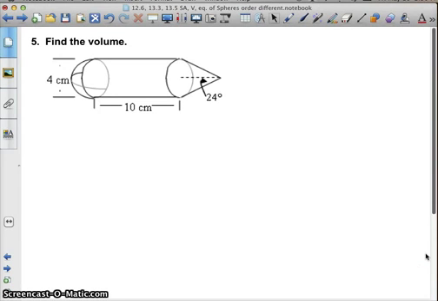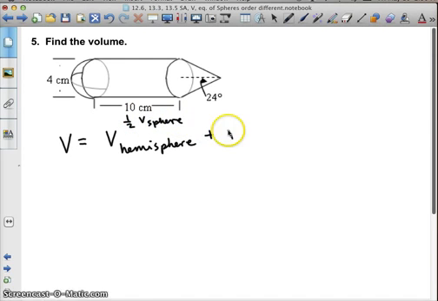In this problem, we're finding the volume of this composite solid. This solid is made up of a hemisphere, a cylinder, and a cone. So let's go ahead and write our action plan. The volume here is going to be finding the volume of the hemisphere, which remember, is taking half the volume of a sphere. Then we're going to add to that the volume of a cylinder plus the volume of a cone.